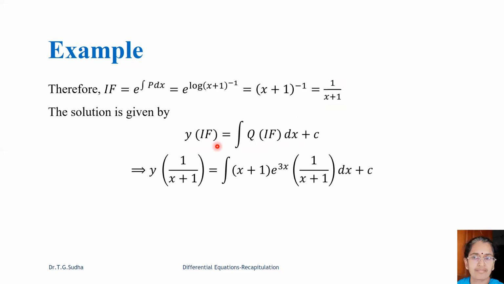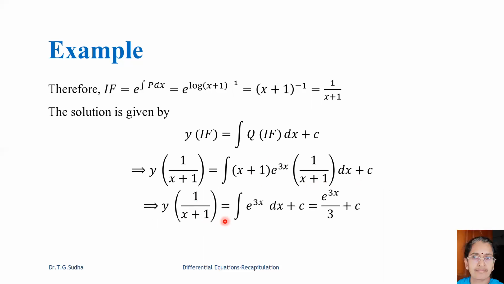Substitute for integrating factor. So we get y into 1 over x plus 1 equal to integral x plus 1 into e to the power of 3x into 1 over x plus 1 dx plus c. Within the integrand, now we can cancel out x plus 1 and we get y into 1 over x plus 1 equal to integral e to the power of 3x dx plus c.